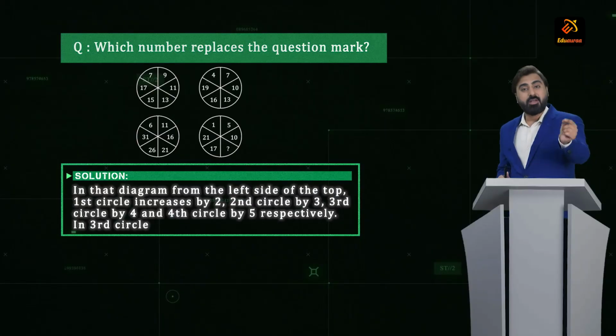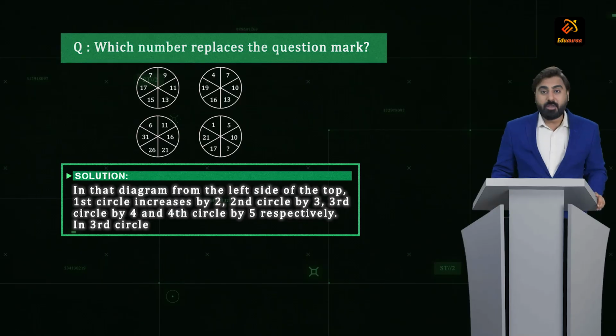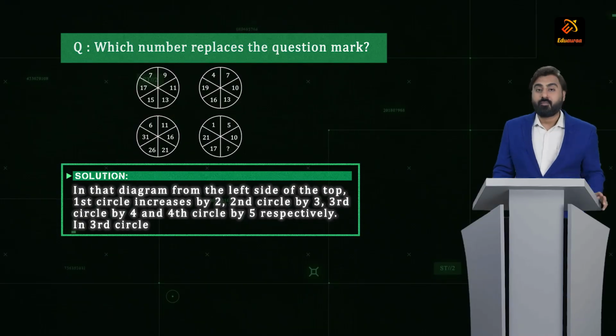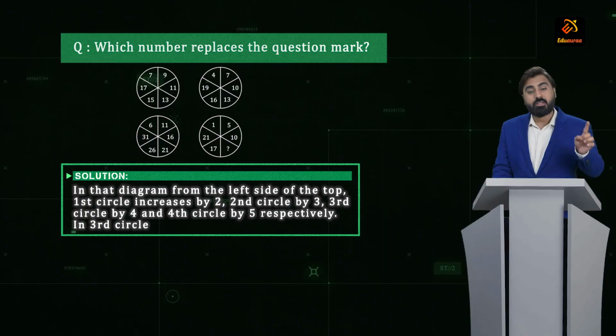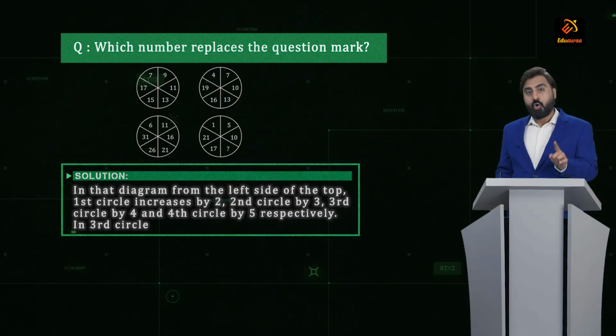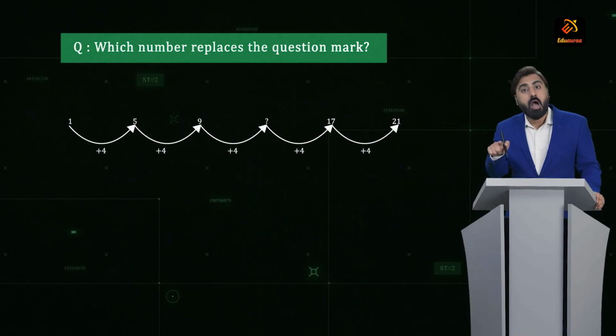So, when you consider the first circle, it has 7, 9, 11, 13, 15, 17. Each number increases by 2. When you consider the second circle, 4, 7, 10, 13, 16, 19. Each number increases by 3. When you consider the next circle, 6 plus 5 gives you 11, plus 5 16, plus 5 21, plus 5 26, plus 5 31.